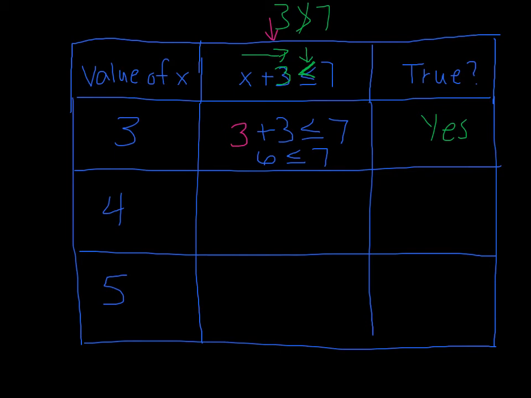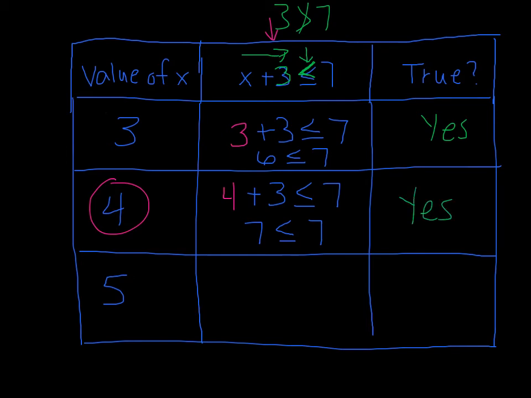So, if I have 4 as my value of x, I'm going to fill in 4 plus 3 is less than or equal to 7. So let's figure out this one. So 4 plus 3 is 7, is less than or equal to 7. Does that make sense? Is 7 less than or equal to 7? Well, yeah, it's equal to. And that's one of my choices. It's an inequality. It can have more than one solution.